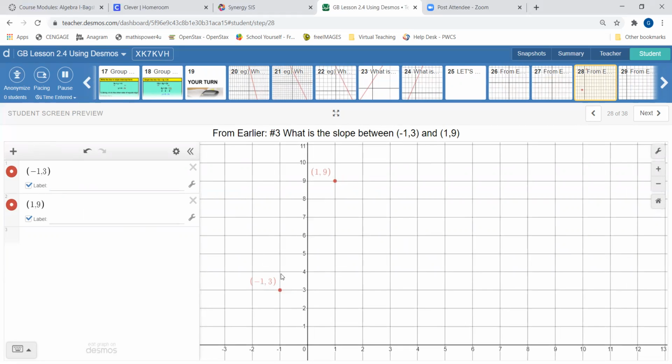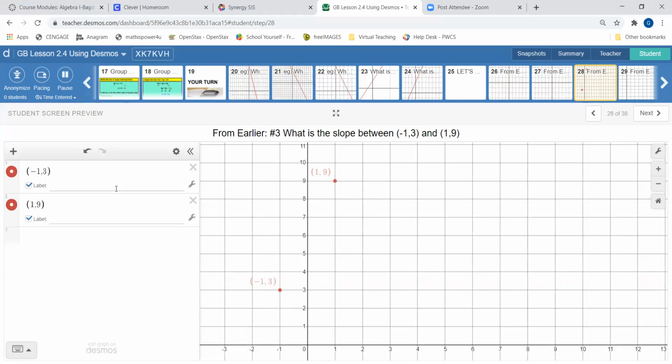And then from here, I could count squares: 1, 2, 3, 4, 5, 6 up, across 2, and 6 divided by 2 is 3. And that's probably easier for most people than actually having to do it by the formula. The only problem with doing this is if you had very big numbers and they were a long way apart, it would probably be more difficult to count the squares.